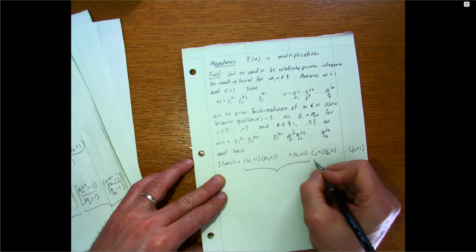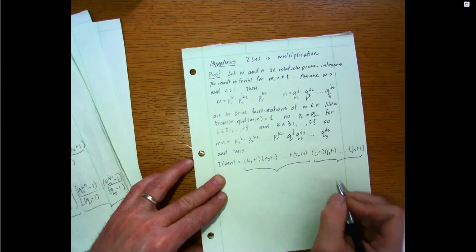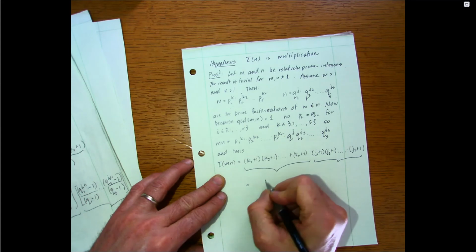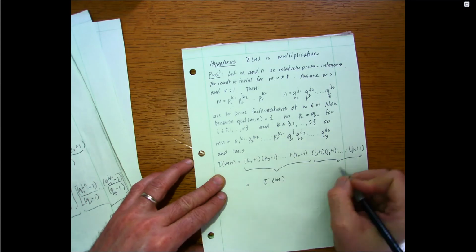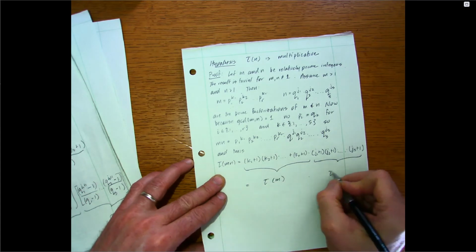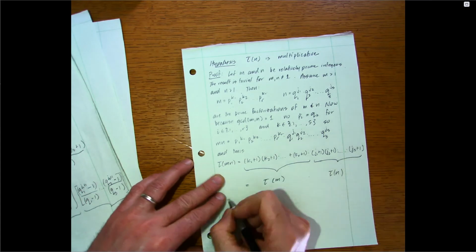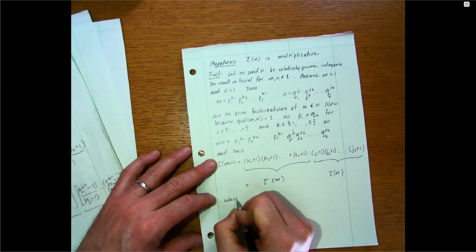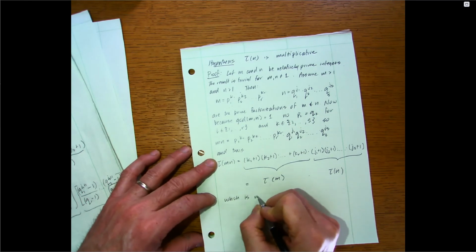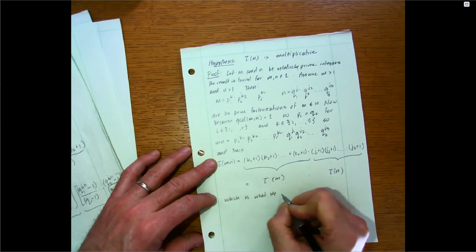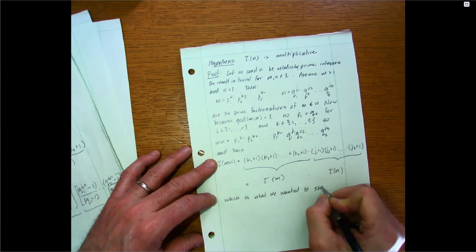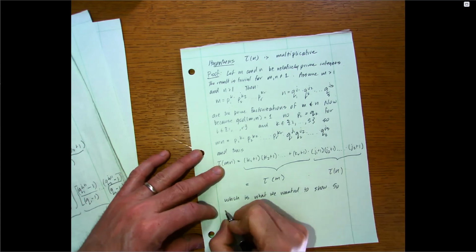So here we can just see that this thing right here is the same thing as tau of m, and this thing right here is the same thing as tau of n. And that's what we wanted to show. So ends the proof.